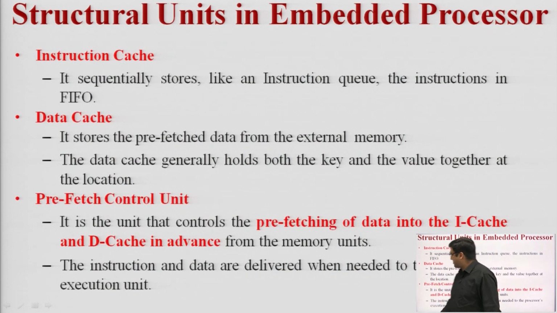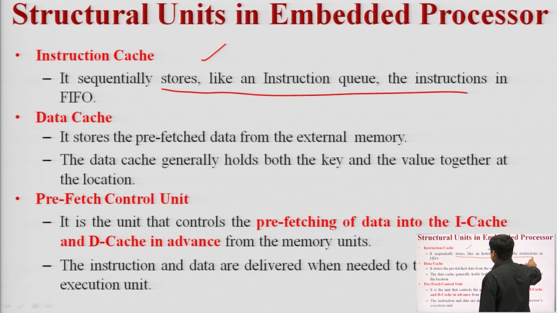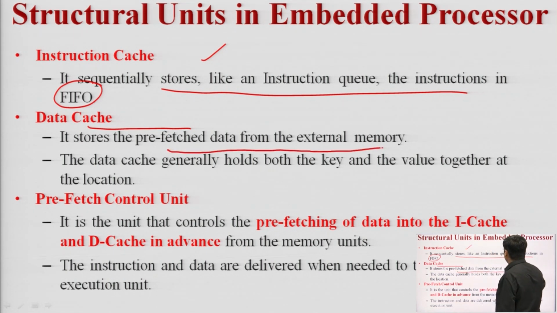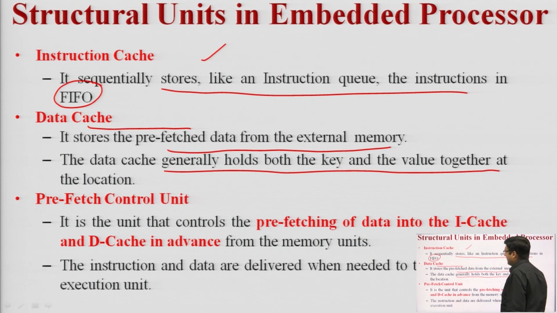Okay. Instruction cache: what is the meaning of cache? It is the fastest memory. On a temporary basis it can hold data. So it sequentially stores instructions like an instruction queue. It works in a FIFO manner, that is first in first out. It has a data cache for pre-fetching of data from the external memory. Data cache generally holds both the key and the value together at the location.